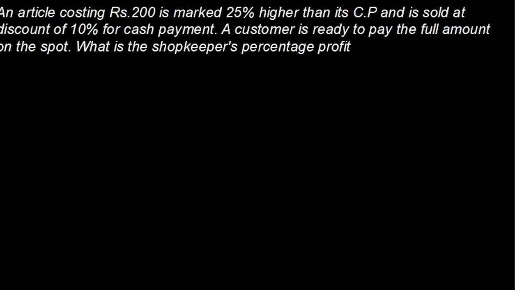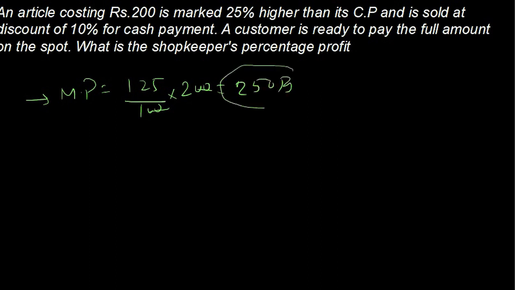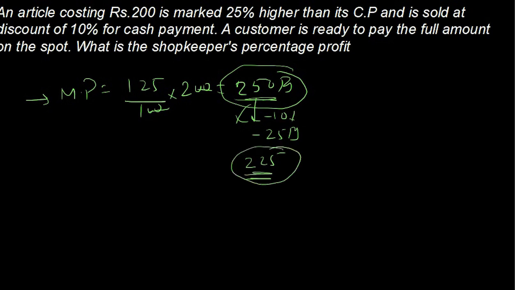So an article costing rupees 200 is marked 25% higher than cost price. So what should the mark price be now? It is 125% of 200, so obviously 250 rupees is your mark price. Out of that he gives a discount of 10%. So 10% of 250 is what? 25 rupees off. So now at what amount does he actually sell? At 225 rupees.